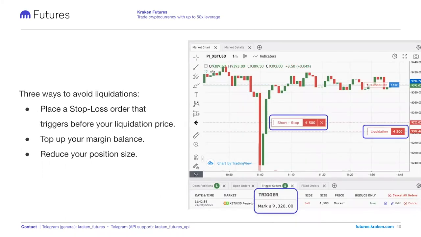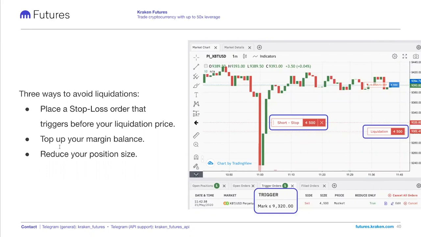So a few people have referenced this in the last few seconds. There are three ways to avoid being liquidated. First, you could place a stop loss order that triggers before your liquidation price. This is a conditional order and we'll go into more detail on Thursday, but I can show you how to do it quickly today as well. You can also top up your margin balance, or you can reduce your position size. Remember, margin times leverage equals position size. So if your leverage is getting too high, like if it's getting closer and closer to 100, you can reduce your position or you can increase your margin.